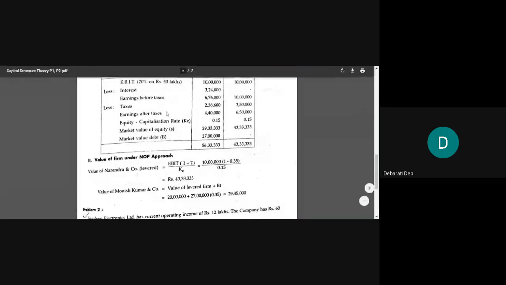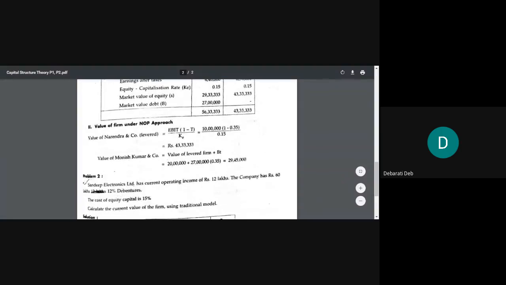So this is the third problem. I hope you have understood yesterday's. Oh, sorry. For only one problem we did yesterday, no? Yes, only one problem we did. So we will do the second problem today.